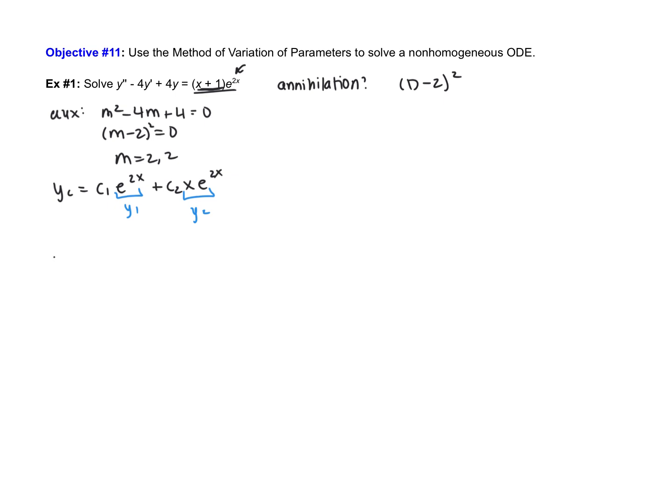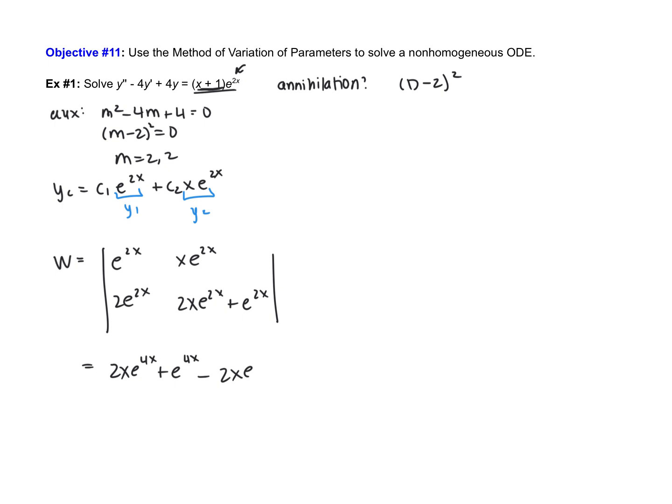So next thing that we're going to do is find the Wronskian. So first solution is e to the 2x, and then we have x e to the 2x. And then we're going to need the derivatives. So 2e to the 2x, and then 2x e to the 2x, add e to the 2x. So if I find the determinant here, I'm going to get 2x e to the 4x, add e to the 4x, subtract 2x e to the 4x. So W then just ends up being e to the 4x.